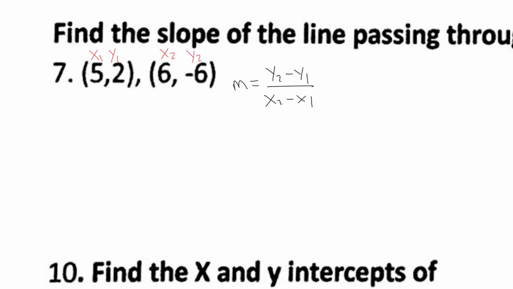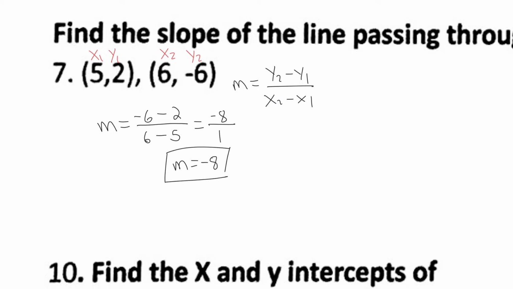So to find the slope, I'm going to substitute. So m equals y2 is -6 minus y1 is 2. And on the bottom, x2 is 6 minus x1 is 5. You are going to simplify. So the top of the fraction, -6 minus 2 is -8. And the bottom, 6 minus 5 is 1. You can simplify. -8 divided by 1 will be -8. So that is the slope of the line that passes through those 2 points.